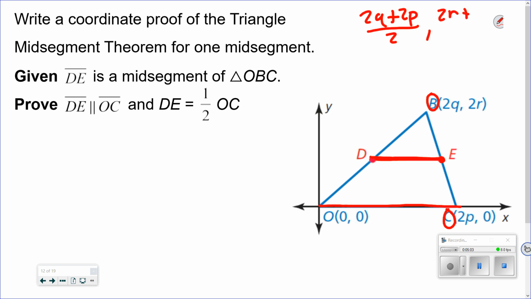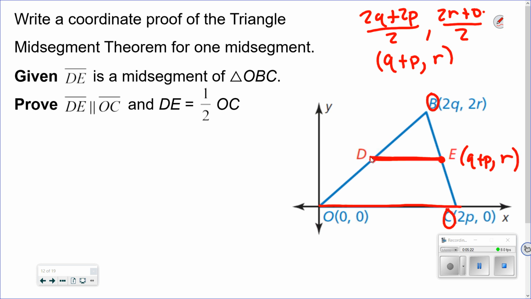2r plus 0 divided by 2. So I can divide both of those by 2. I'd end up with q plus p for the x-coordinate. 2r plus 0 is 2r, divided by 2 is r. So this point right here is (q plus p, r). There's my x and my y.